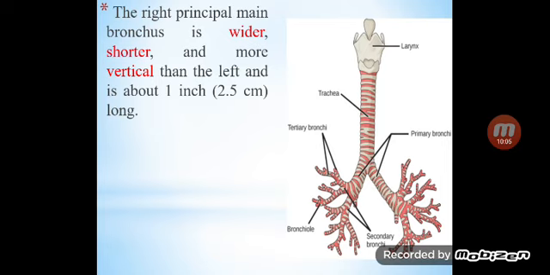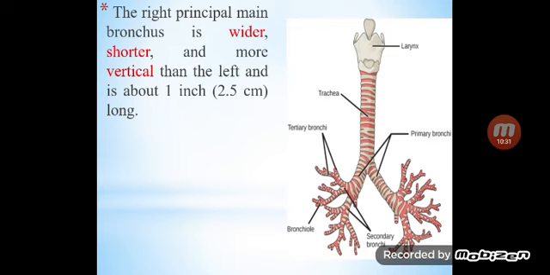So the right principal bronchus is different from the left one. And how is that? The right principal bronchus is wider, shorter, and more vertical than the left one. Memorize this, it is 1 inch in length.